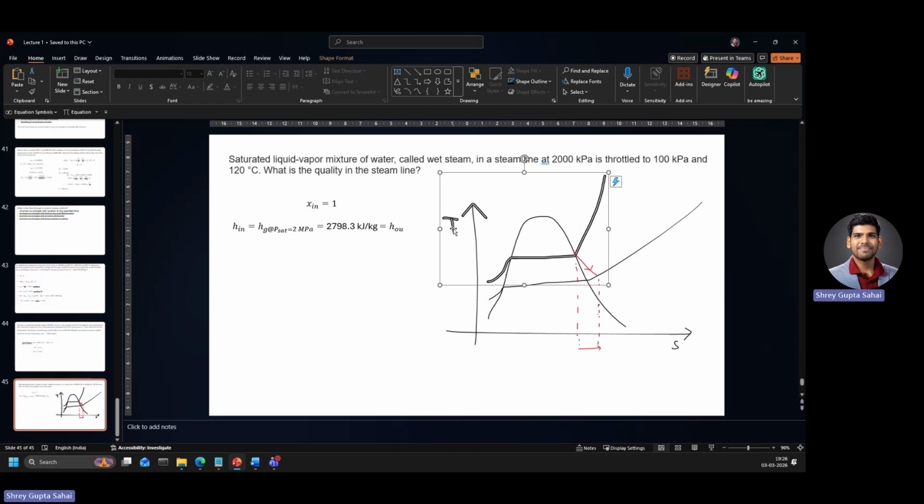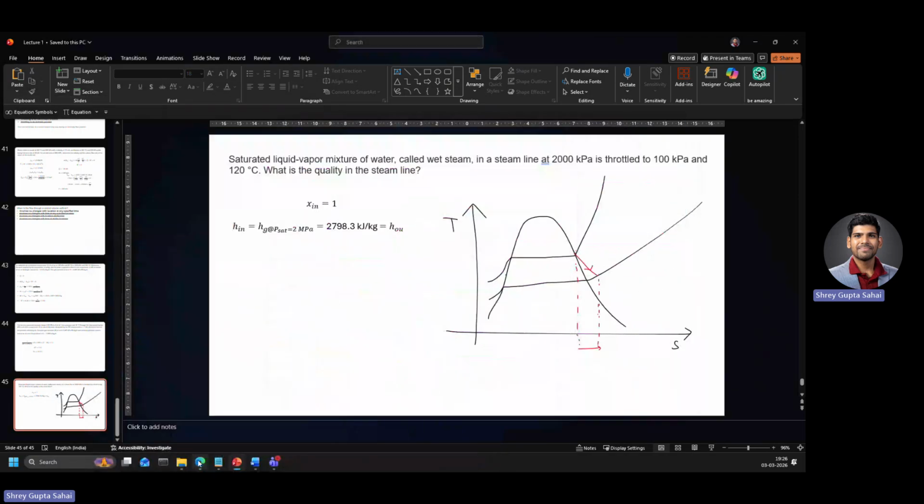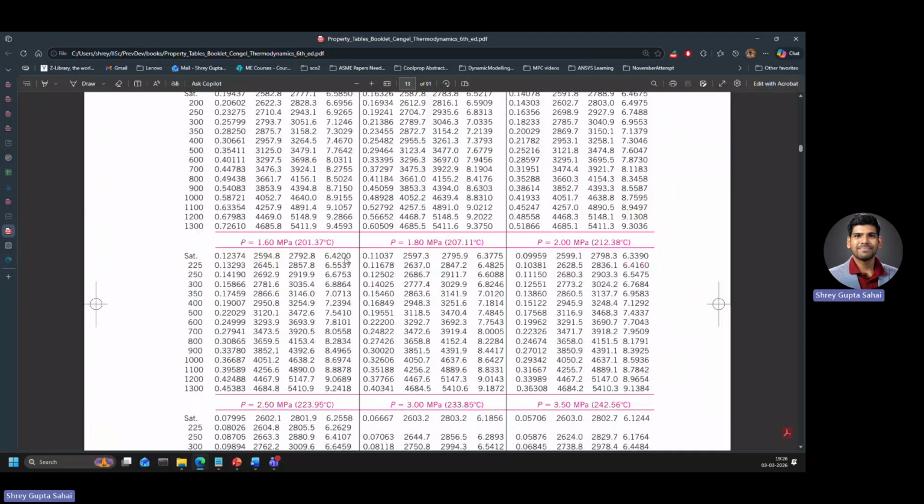So you have to notice that it is only for zero heat transfer that you can find out the final quality of the steam. Only then is this question well posed. So in that case, you go to the superheated regime of 100 kilopascals, or atmospheric pressure. So there we will go for the superheated regime.